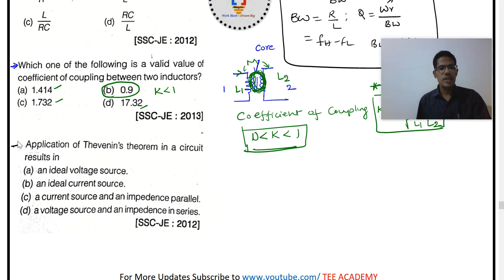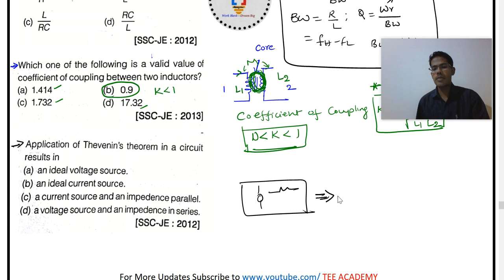Next question here. Application of Thevenin's theorem in a circuit results in... So what happens when we apply Thevenin's theorem? Thevenin's theorem says that for any network, we combine the voltage sources and the resistances and convert them into an equivalent: one voltage source in series with a resistance here. That voltage source is called VTH and the resistance is called RTH. So this is the equivalent circuit here.